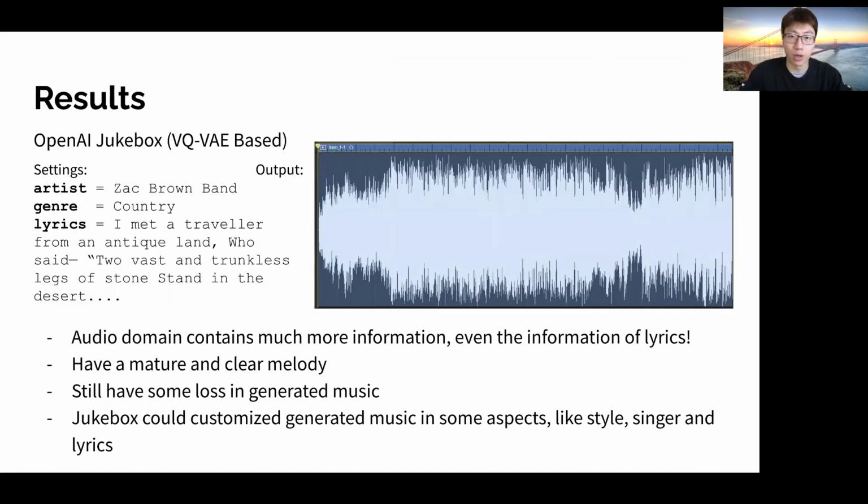This is the result from the Jukebox model with settings. Jukebox not only brings us mature and clear melodies in music, it also generated the singing of humans, though you could tell there do exist some flaws if you listen carefully. It is also an outstanding generation result. Besides, Jukebox can let users customize the generated music in some aspects like style, singer, and lyrics.